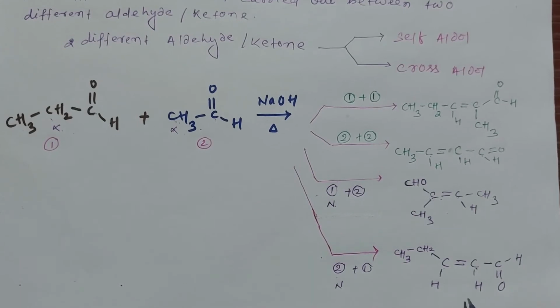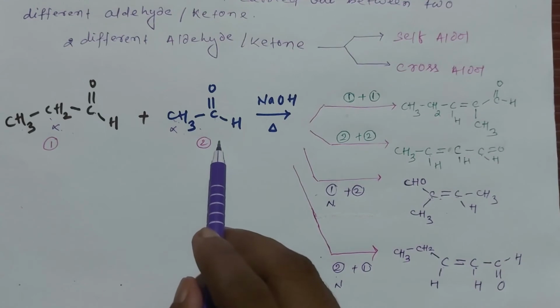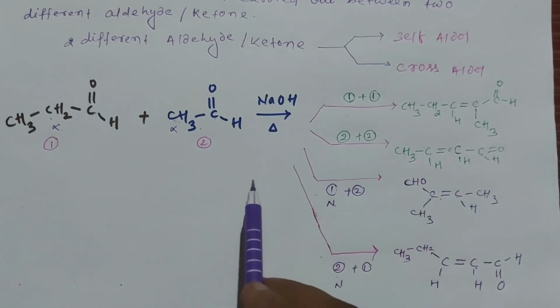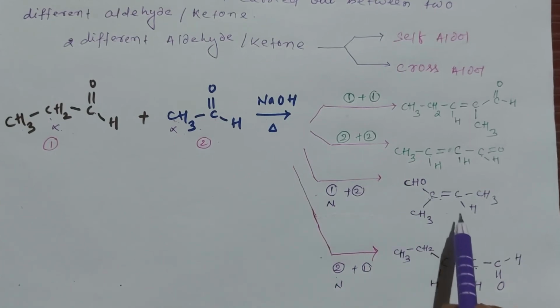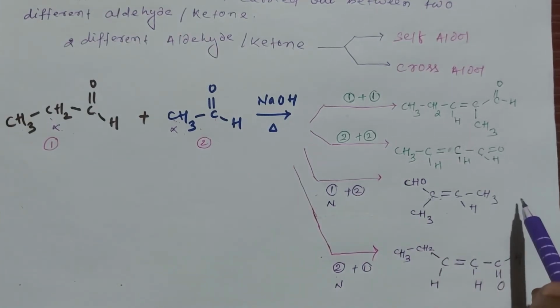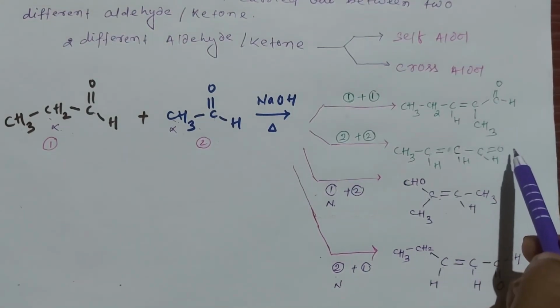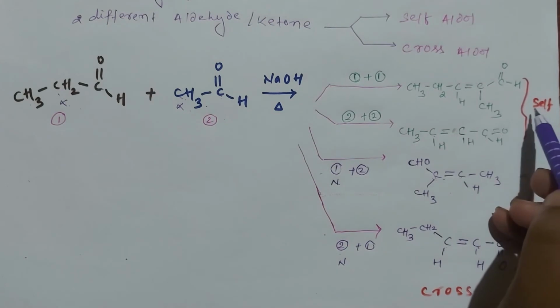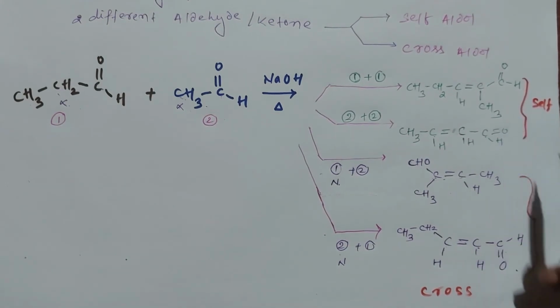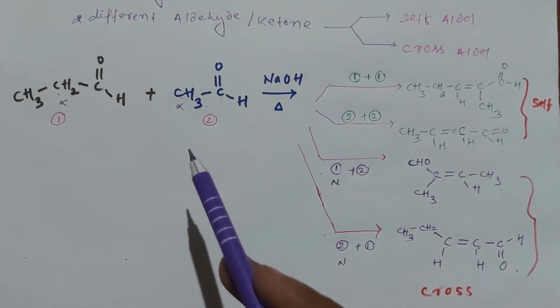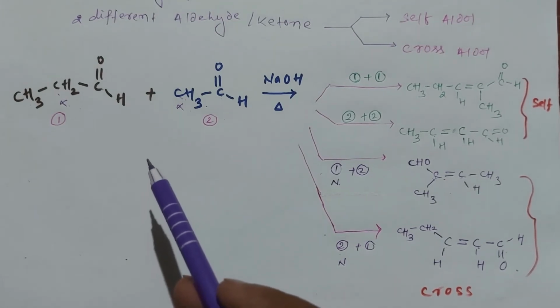So this is the cross aldol product when acetaldehyde behaves as nucleophile, and when propanaldehyde behaves as nucleophile, this is the cross aldol product. In the last two this is the cross aldol product, and in the first two it is the self aldol product. The reaction mechanism for base catalyzed and acid catalyzed will remain the same here.